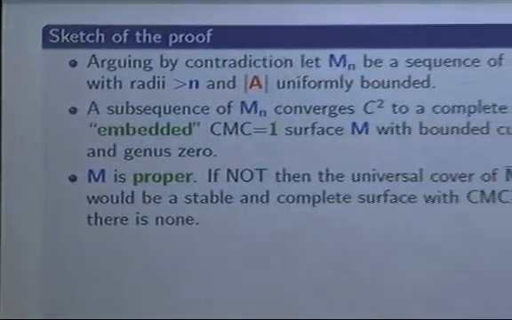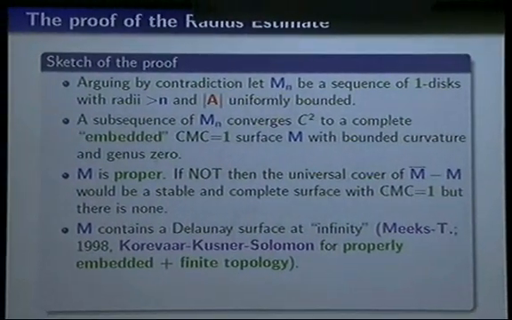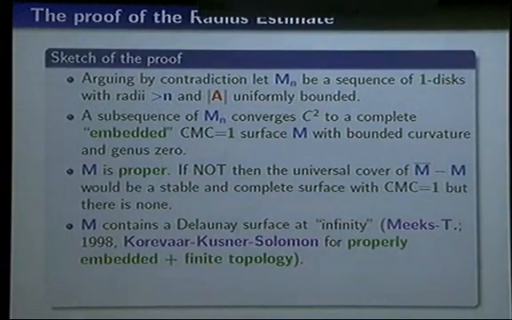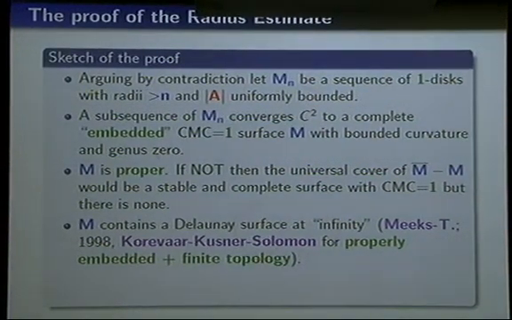Okay, and then we apply this result under this assumption. Under these assumptions, we still have that M contains a Delaunay surface at infinity. So if you take a sequence of translations of our surface, eventually what you see is a Delaunay surface. Okay, Delaunay surfaces are CMC surfaces of revolution, and they look like this, right?